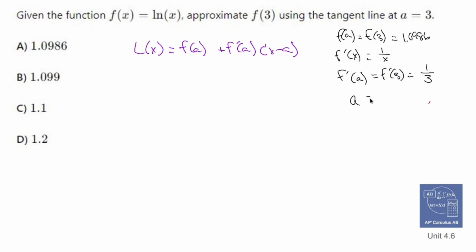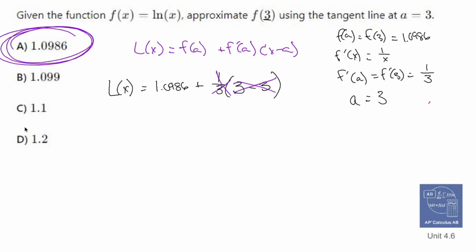A is 3, and now we have all the information that we need. So L of x is going to equal f of a, which was that gross number, 1.0986, plus f prime of a, which is 1/3, times, now they want us to find f of 3, which means x is 3. So 3 minus a, which is 3. So that is going to become 0, and a third times 0 is 0, which means L of x is going to be 1.0986. So kind of a bizarre problem, but that's what we end up with. So that's how you can do it.